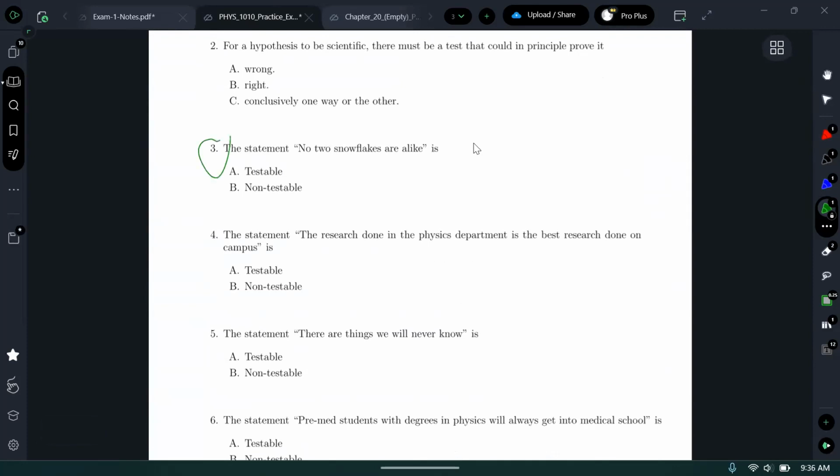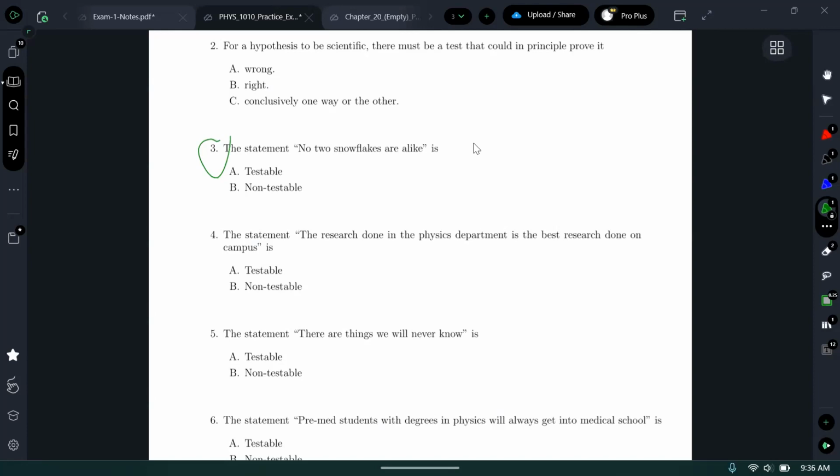What about this one? The statement no two snowflakes are alike is, what do you think? Testable or non-testable? I feel like that one's tricky because, isn't that a known fact? But then how did they test that? I don't know. Yeah. So that's a good point.